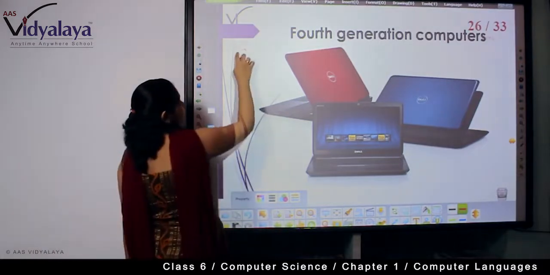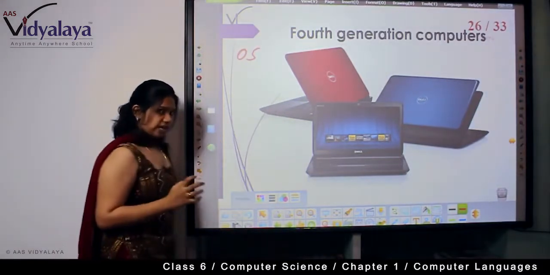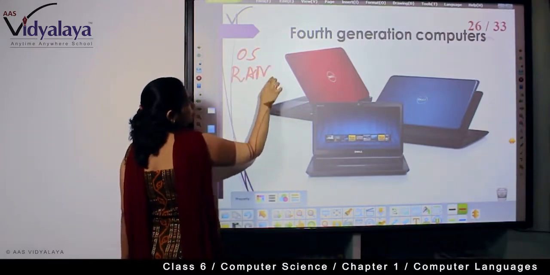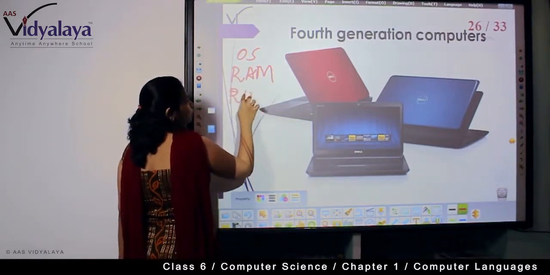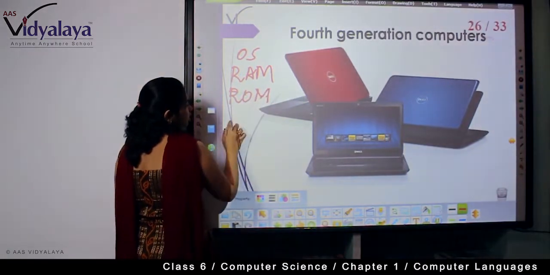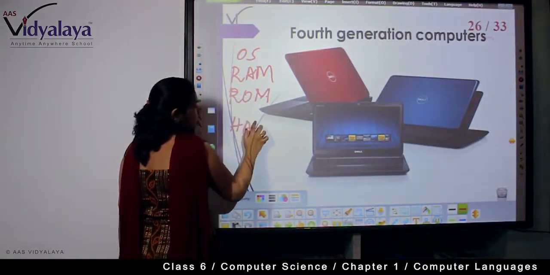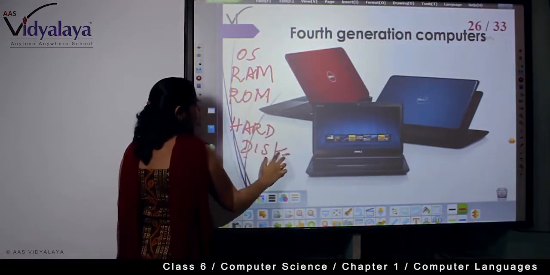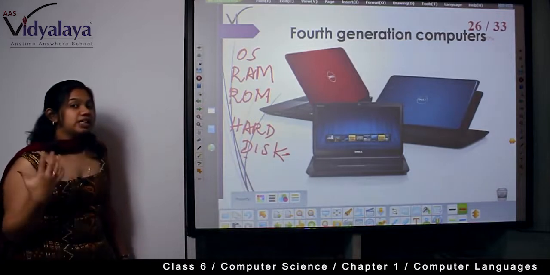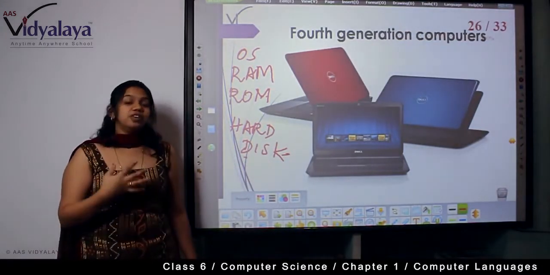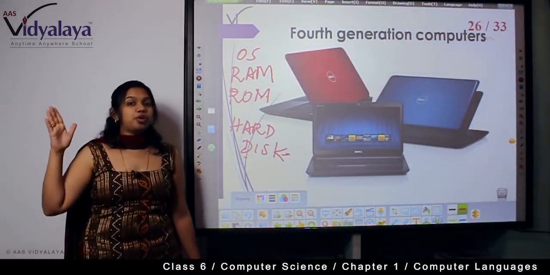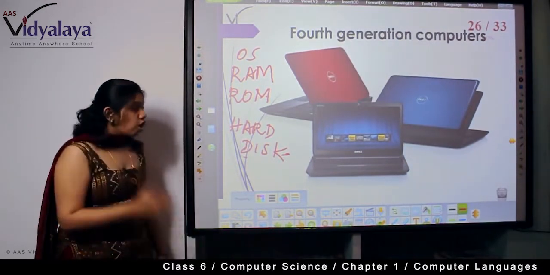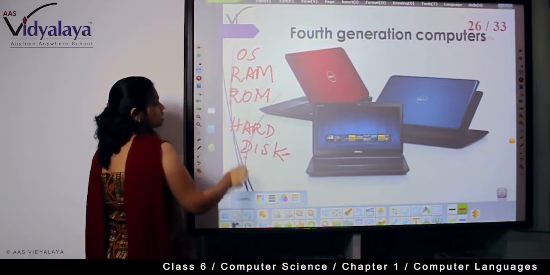We would have heard terms called OS, RAM, ROM, internal hard disk. Have we heard about all these names? Yes, we get reminded of all these names. We can relate them to the laptop purchase shop, correct? So when you purchase a laptop, we always think about all these points.